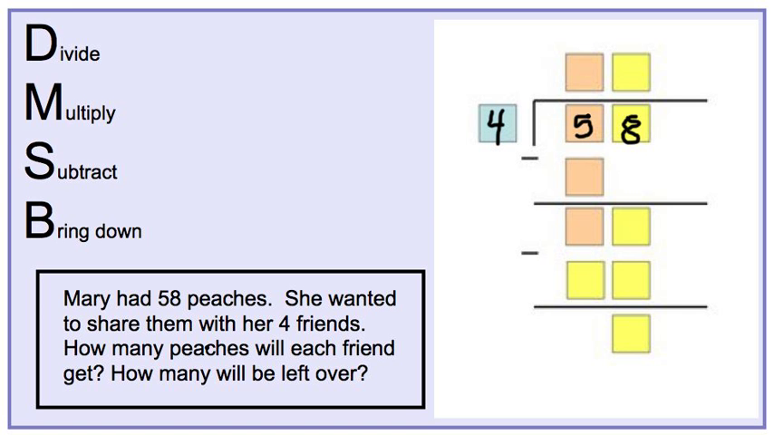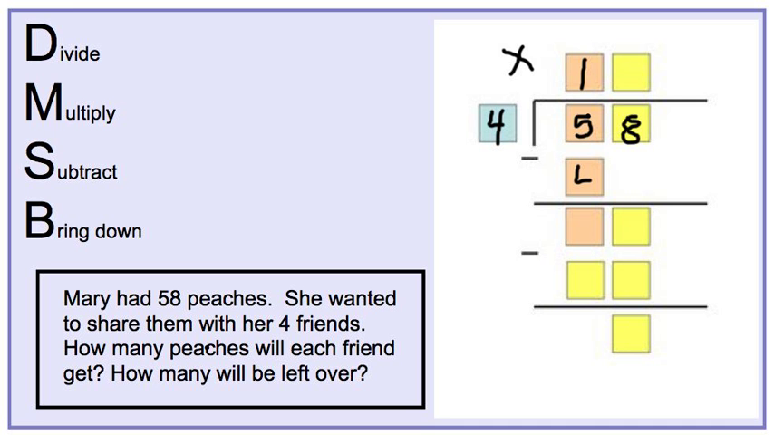Well, my first step is to divide. So I'm going to ask myself, how many times does 4 go into 5 without going over? Well, I know that 4 times 1 is 4, and 4 times 2 is 8, so I have to stop at 4 times 1, and I'm going to put my 1 in the box right above my 5. My next step is to multiply. So I'm going to multiply 1 times 4 equals 4, and I'm going to put the product in the box right under the 5.